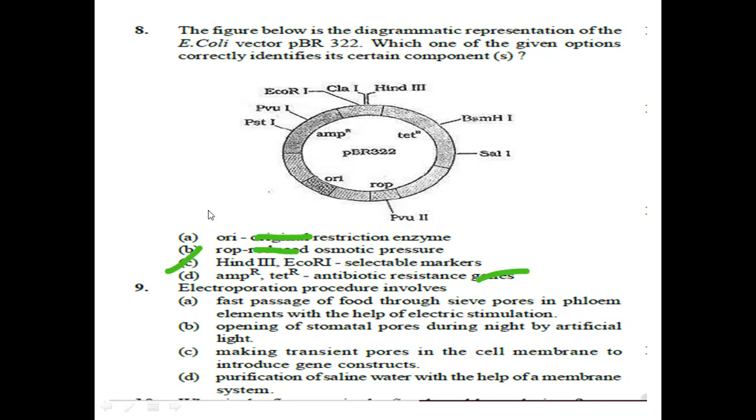The electroporation procedure involves which of the following: fast passage of food through the sieve plates in the phloem, opening of stomatal pores during night by artificial light, making transient pores in the cell membrane to introduce gene constructs, or purification of saline water with the help of a membrane system. Electroporation is making transient pores in the cell membrane.